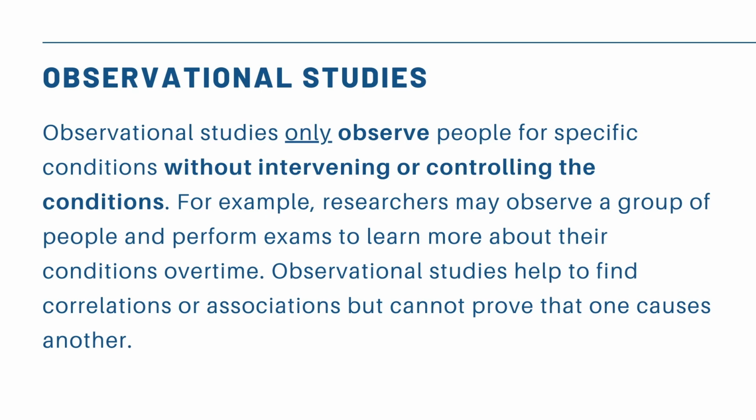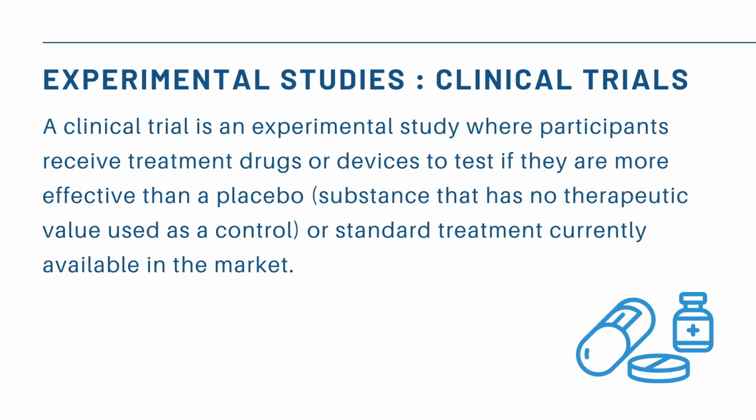Observational studies only observe people for specific conditions without intervening or controlling the conditions. For example, researchers may observe a group of people and perform exams to learn more about the conditions over time. In comparison, experimental studies, also known as clinical trials, are studies where participants receive treatment drugs or devices to test if they're more effective than a placebo and/or standard treatment currently available in the market.